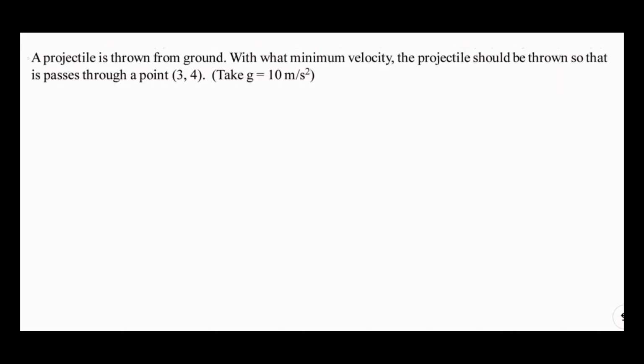Hello students, let's try this question. A projectile is thrown from ground. With what minimum velocity should the projectile be thrown so that it passes through a point (3, 4)?